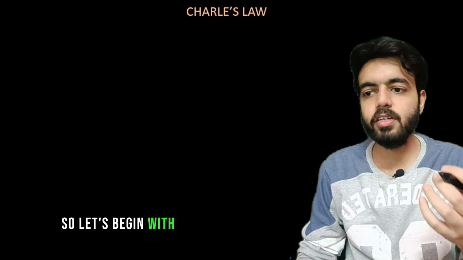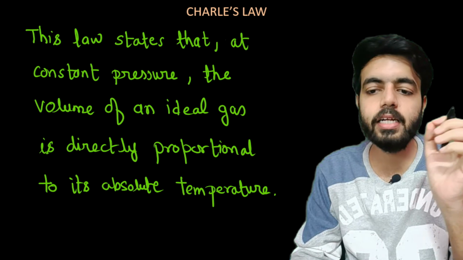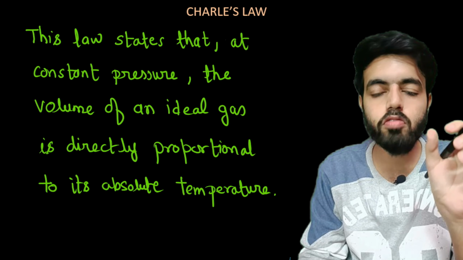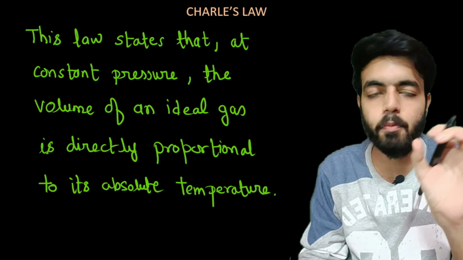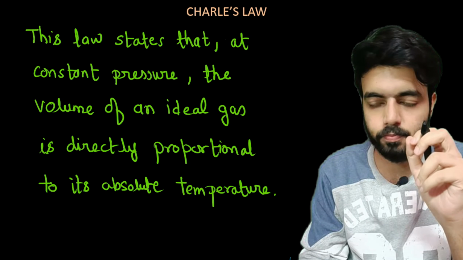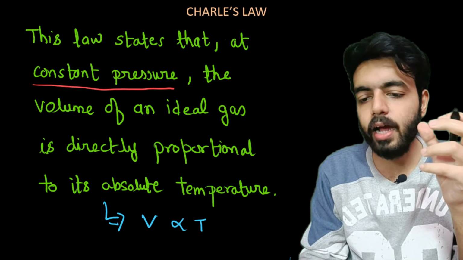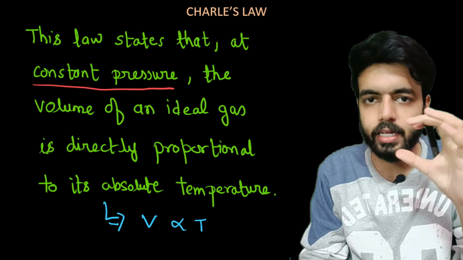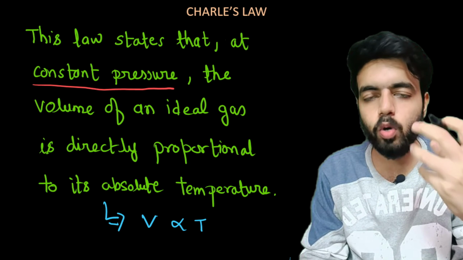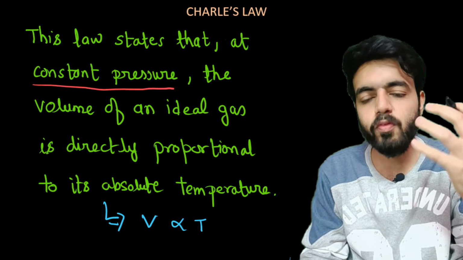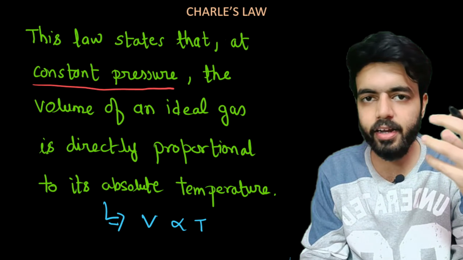So let's begin with understanding what Charles law is. So this law states that at constant pressure, the volume of an ideal gas is directly proportional to its absolute temperature, which means that at constant pressure, V is directly proportional to T. This is what the Charles law says. We will see an experiment now to understand it better.